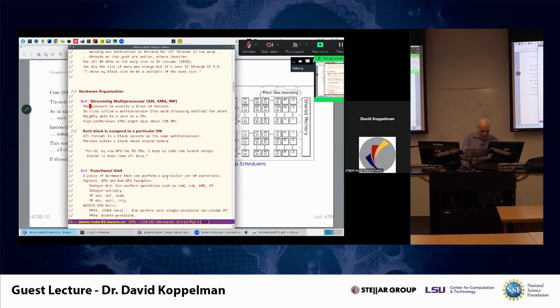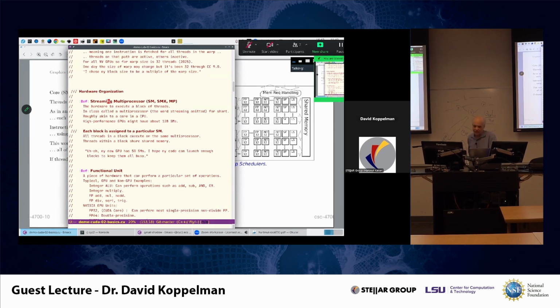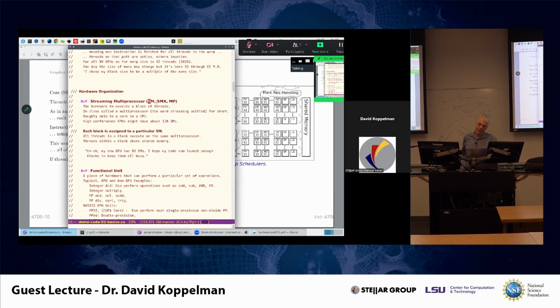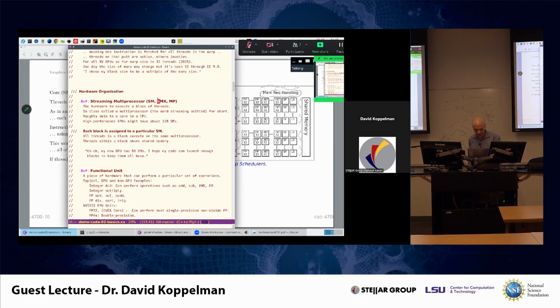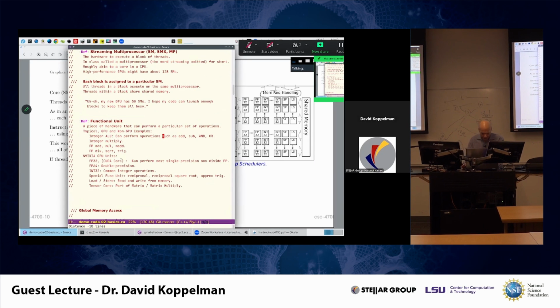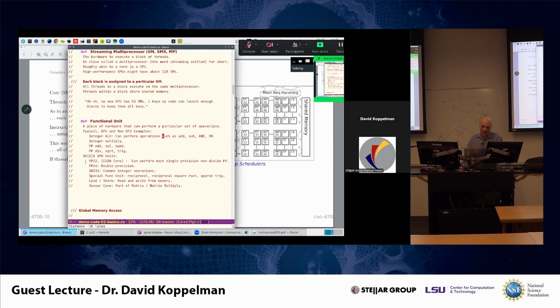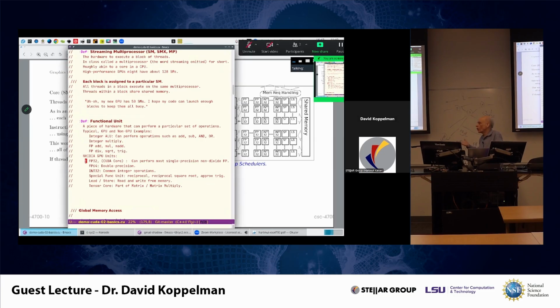Okay, hardware organization, we've talked about this. So streaming multiprocessor is a generic name. I'll call it an SM. Sometimes NVIDIA calls it an SMX. And it's also sometimes called an MP. So don't get confused. Functional units. We talked about the functional units here. So FP32 is sometimes called the CUDA core.